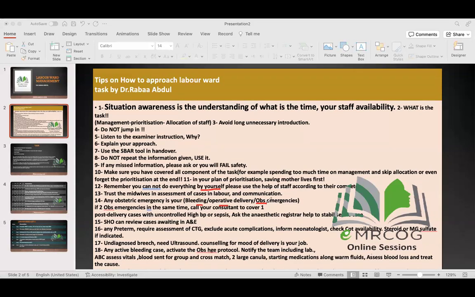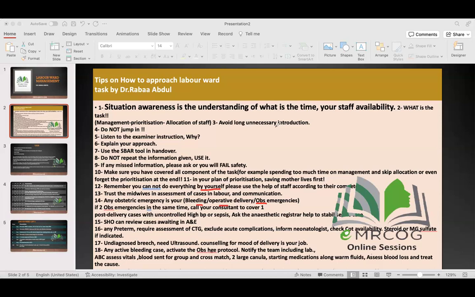Eclampsia, anesthetic registrar can go along with the... Yes, yes, thank you very much. So the anesthetist is well trained in managing emergencies, okay, like this. So the anesthetist can attend this case and you will go to the obstetric case because you are the obstetrician, right?